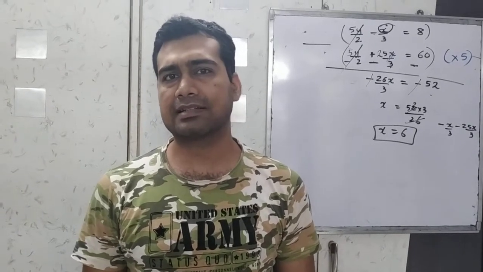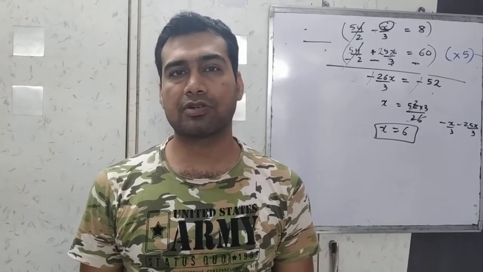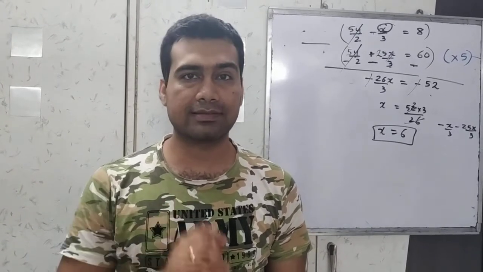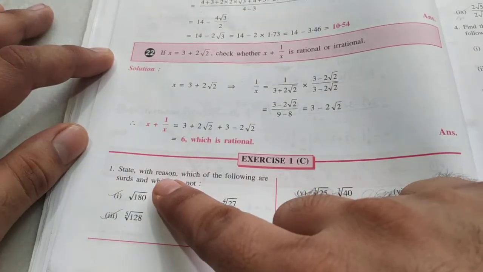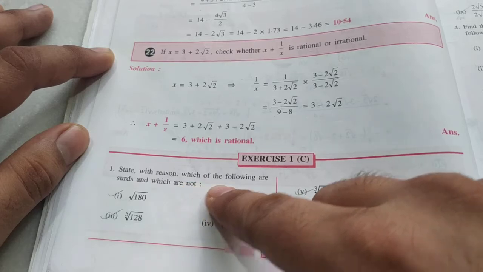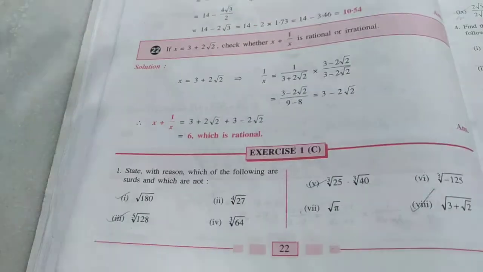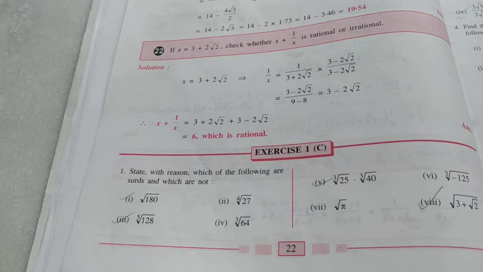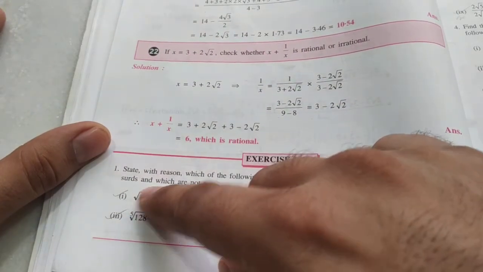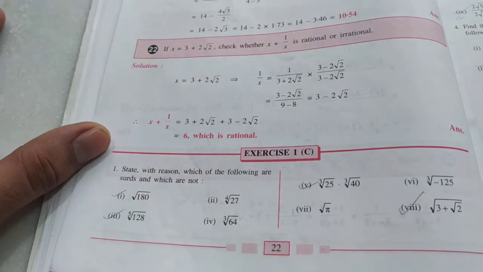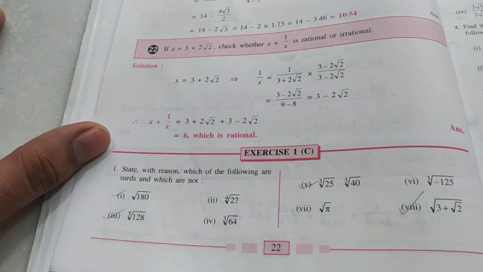Let's study 9th standard ICSE Math, chapter 1C and 1D. Exercise 1C, question 1. State with reason which of the following are surds and which are not. Now, surd is, simply speaking, any number which has this umbrella on it. That is a root sign, a square root sign, or a cube root or a fifth root, which cannot disappear.